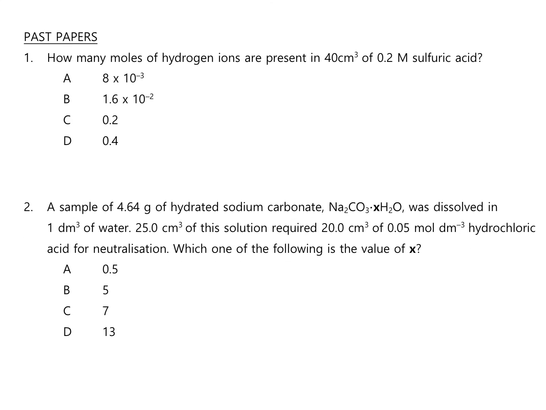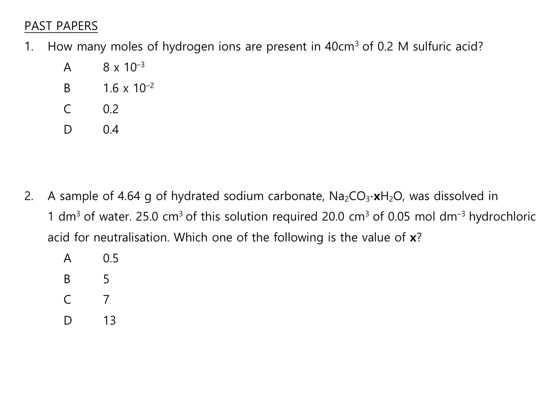which a lot of people got wrong. So just be really careful with a question like this, where you're asked for the concentration or number of moles of ions in a solution. So it says how many moles of hydrogen ions are present in 40 centimetres cubed of 0.2 molar sulfuric acid.